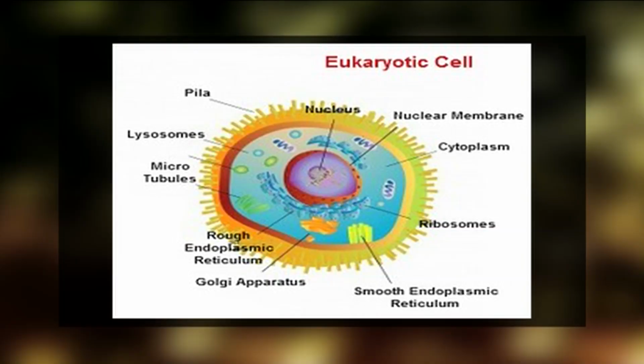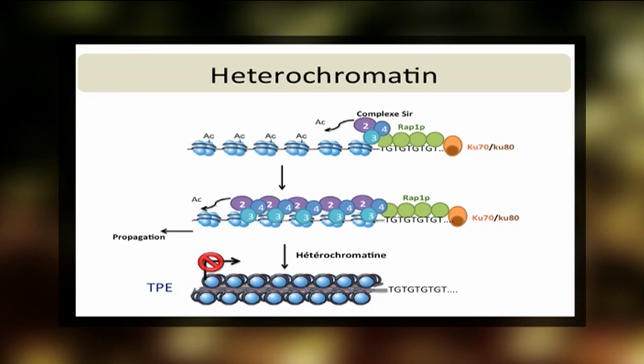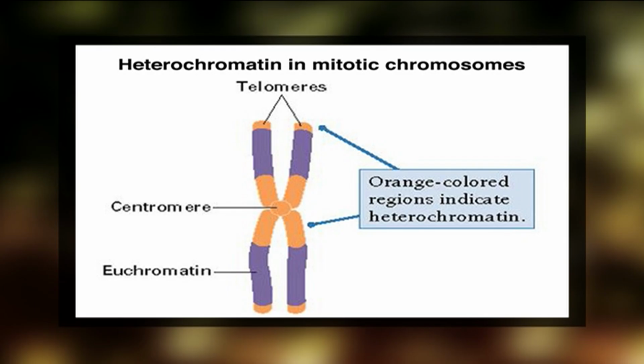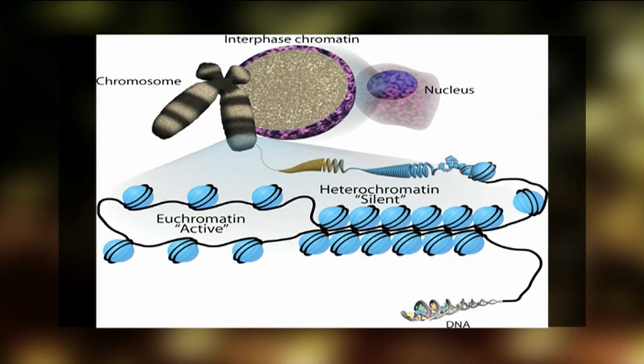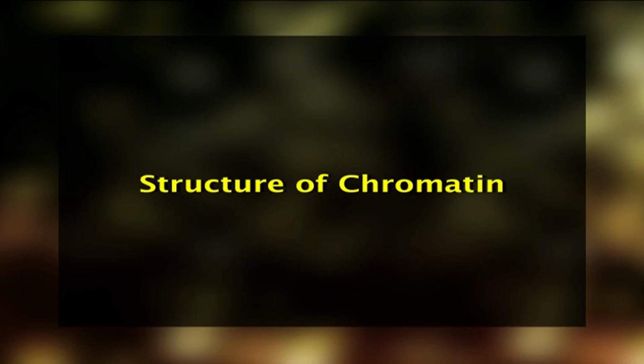About 10% of the chromatin in a typical eukaryotic cell is in a more condensed form than the rest of the chromatin. This form, heterochromatin, is transcriptionally inactive. Heterochromatin is generally associated with particular chromosome structures, for example, the centromere. The remaining less condensed chromatin is called euchromatin. Now coming to the structure of chromatin.